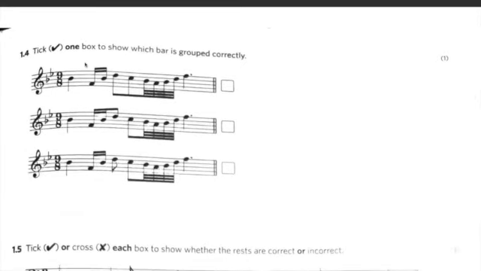1.4. Tick one box to show which bar is grouped correctly. So this here is the groupings question. Take a look at the time signature 9/8 and write out the grouping. 9/8 time, we will have 3 beats in a bar, and each beat is a dotted crotchet beat. So generally we like to see them organized in 3 groups if possible. We want to see the beginning of the first beat, the beginning of the second, and the beginning of the third. Now sometimes it's not always possible, and I'll give you an example of it in a second, but if it is possible, then it must be grouped that way.